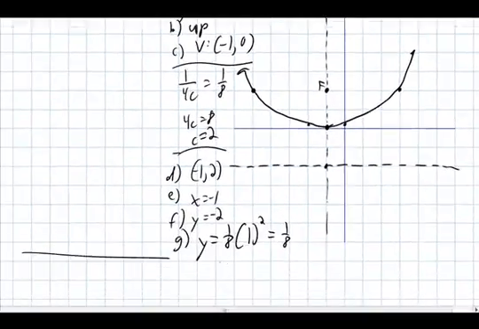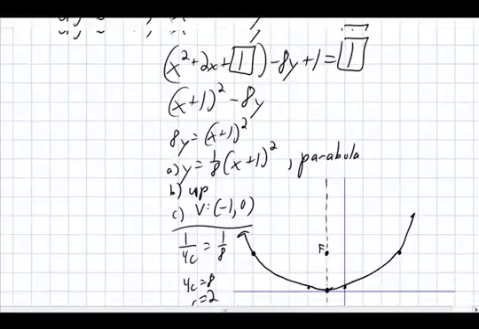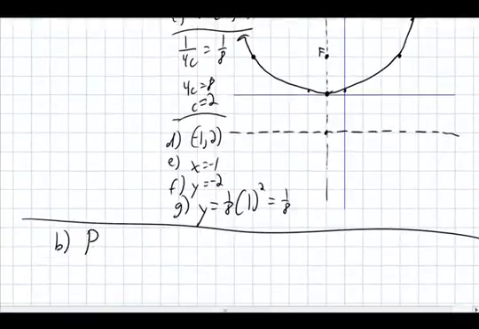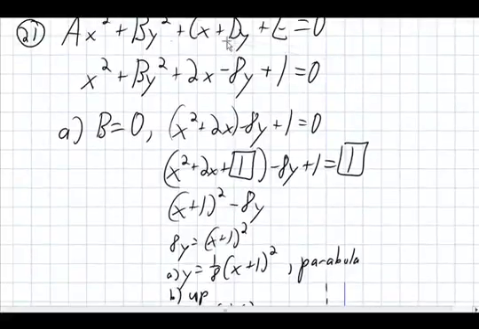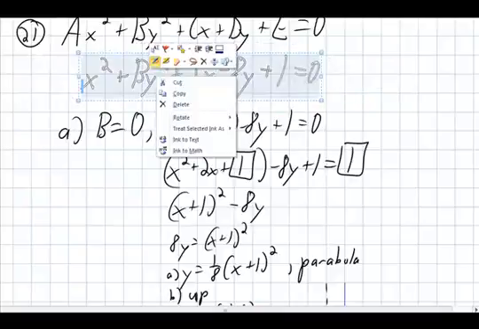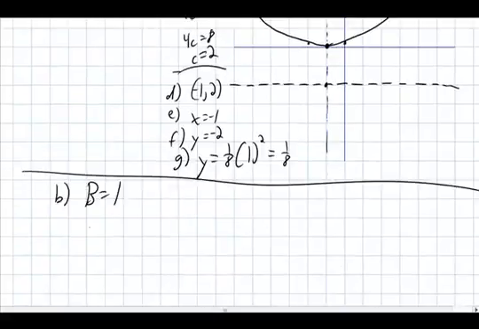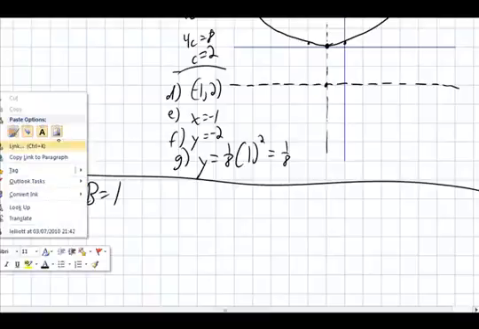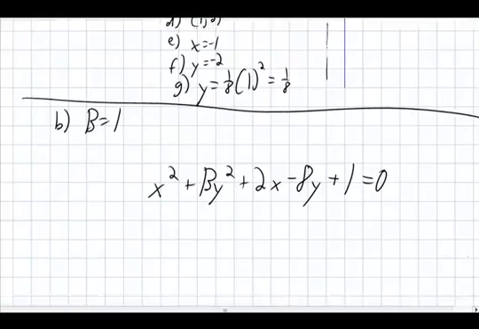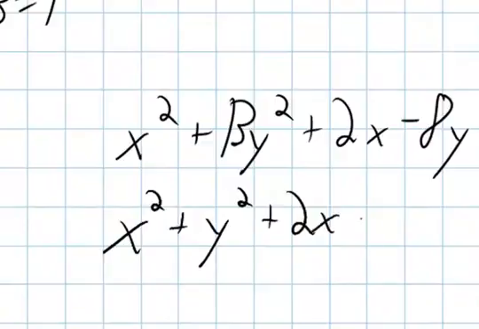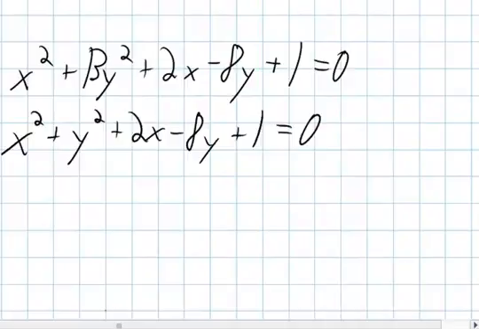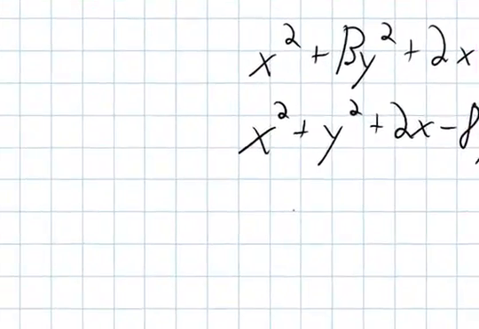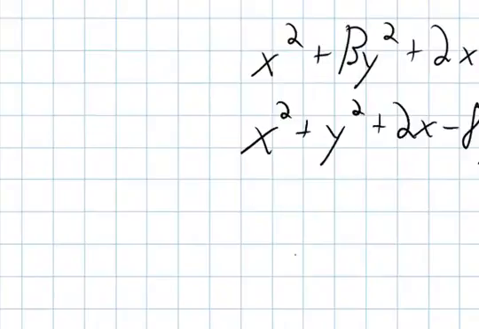Okay, let's go to part B now for the whole problem. Part B now says, what if the big B is equal to 1? Well, let's do a little copy pasting and grab this equation and bring it down. And if we say the big B is equal to 1, we have x squared plus y squared plus 2x minus 8y plus 1 is equal to 0. This is going to be a circle because x squared and y squared both have a coefficient of 1.